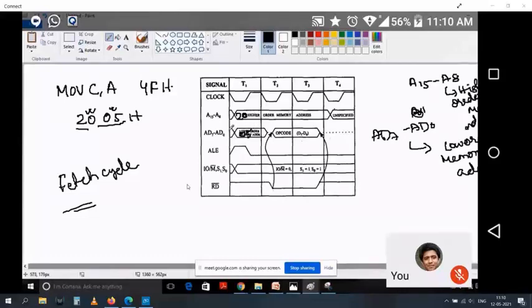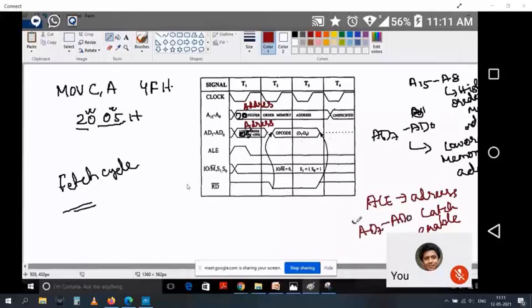Okay. And see what is happening. Now it is used as address bus. At this point of time, this is also address bus. And this is also address bus. And you see there was another signal ALE. You remember, we had discussed, address latch enable. It was used for AD7 to AD0.